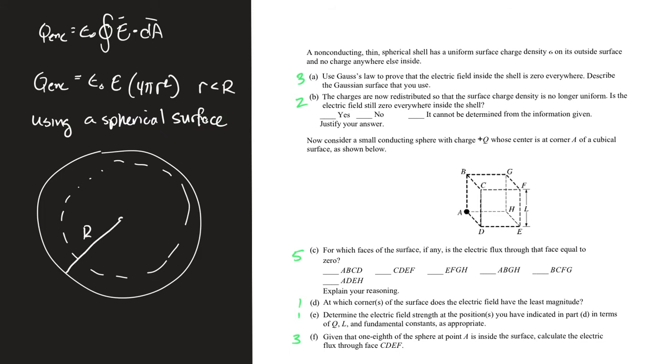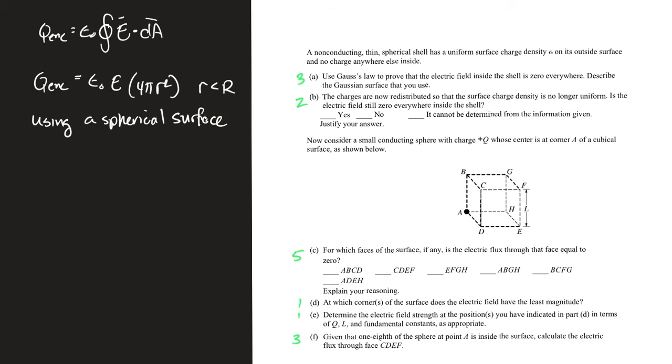So that's little r. Indicating you're inside the shell, I think, is important. And then from there, it's pretty easy because Q enclosed has to be 0. So E has to be 0.